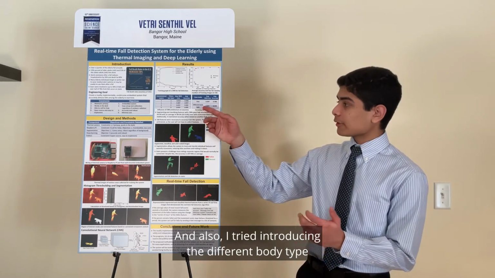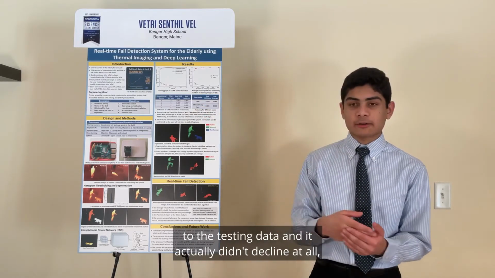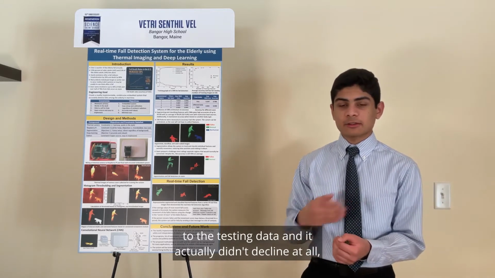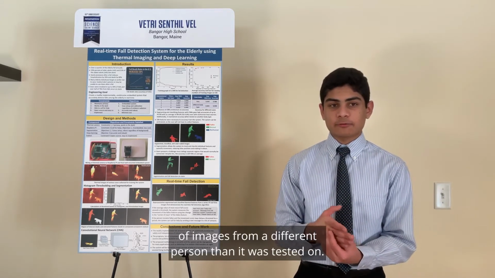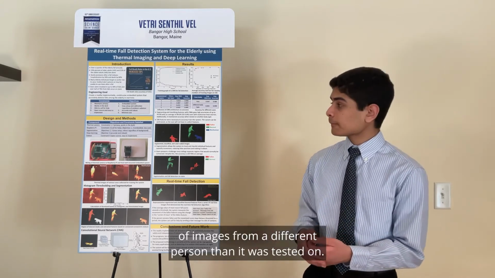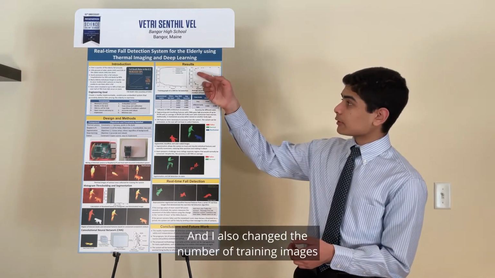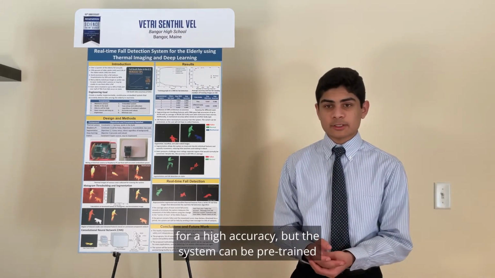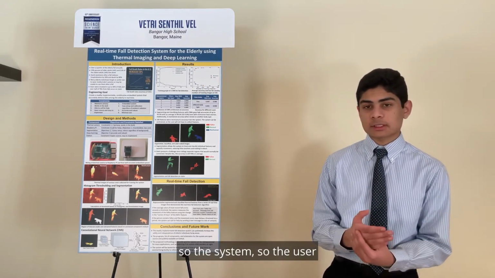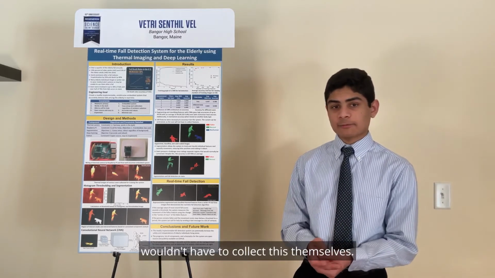And also I tried introducing a different body type to the testing data, and accuracy didn't decline at all, even though it was trained with a different set of images from a different person than it was tested on. I also changed the number of training images, and I found that a minimum of 200 was necessary for a high accuracy, but the system can be pre-trained so the user wouldn't have to collect this themselves.